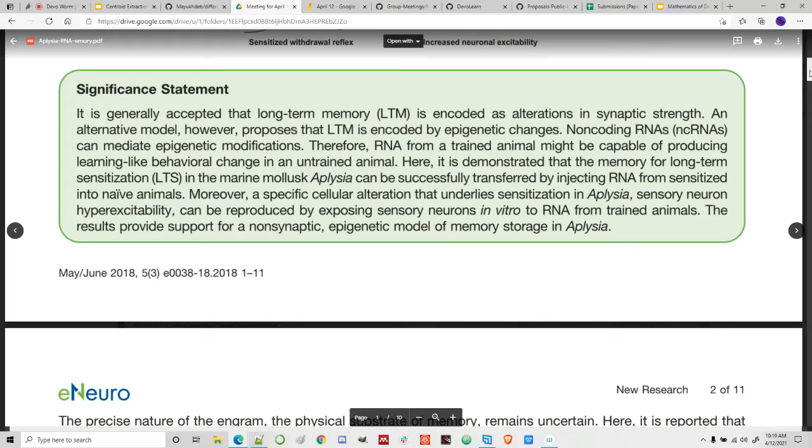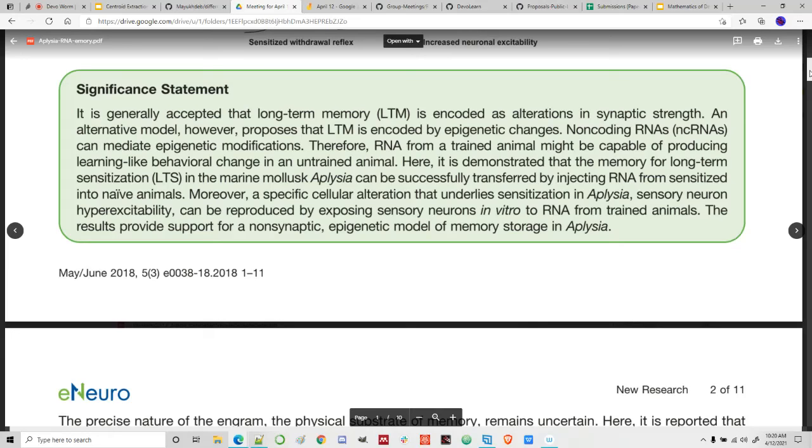So here it is demonstrated that the memory for long-term sensitization, which is the model that they use in Aplysia, this mollusk, and I think it's a gill sensitization where they learn different patterns of opening and closing of the valve. So it's not this huge set of thoughts or this consciousness. It's just this very simple behavioral adaptation that they have. But nevertheless, it can be successfully transferred by injecting RNA from sensitized into naive animals.